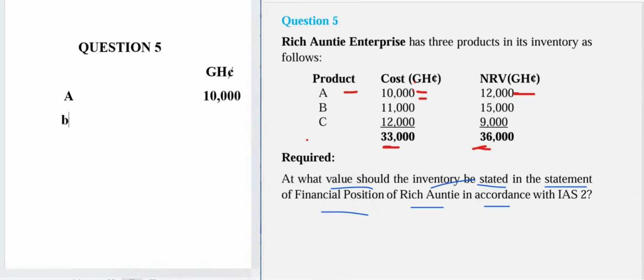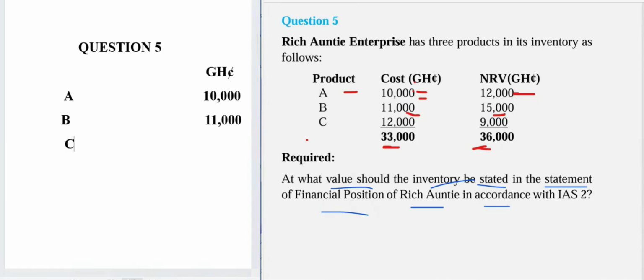Then we pick product B. If you pick product B, what is the cost? You see that the cost is 11,000. NRV is 15,000. So this is what I'm talking about: 11,000 as the cost, NRV 15,000. So we pick the lower, which is 11,000.